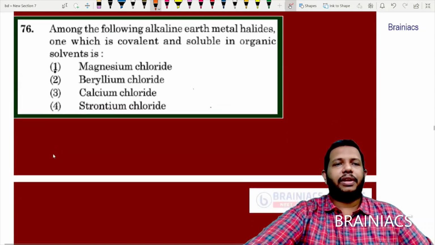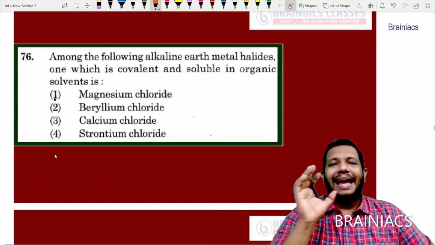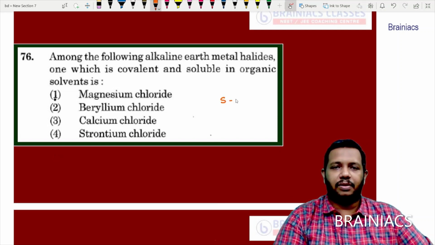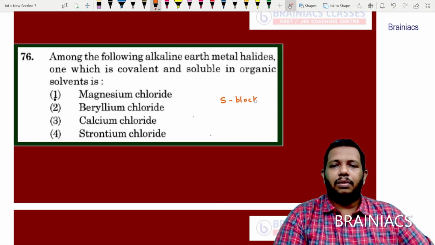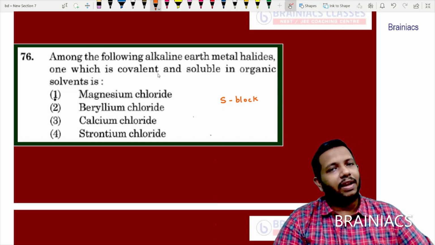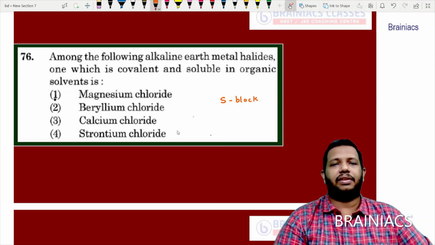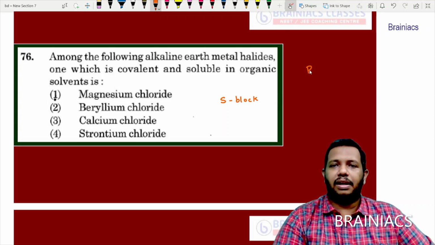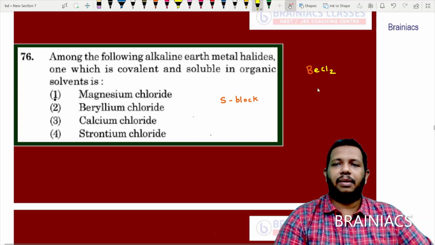Now let's go to the next question. Among the following alkaline earth metal halides, we know this is from S block elements. The question: the one which is covalent and soluble in organic solvent is? If you're looking at the alkaline earth metal halides, we know beryllium chloride is there.